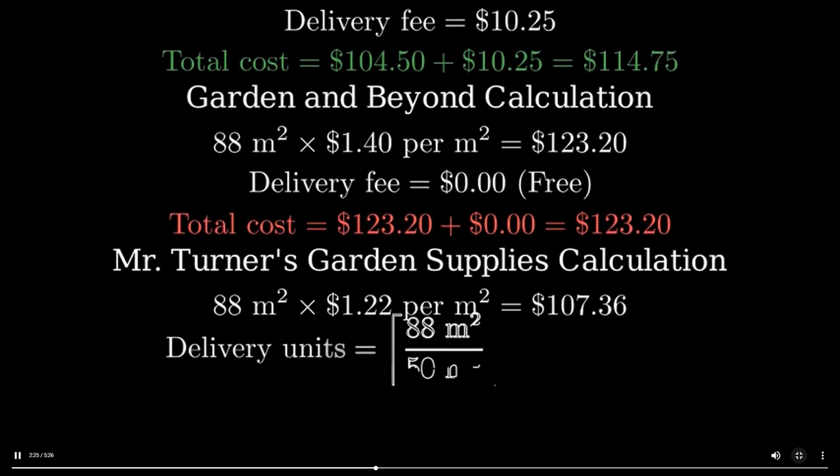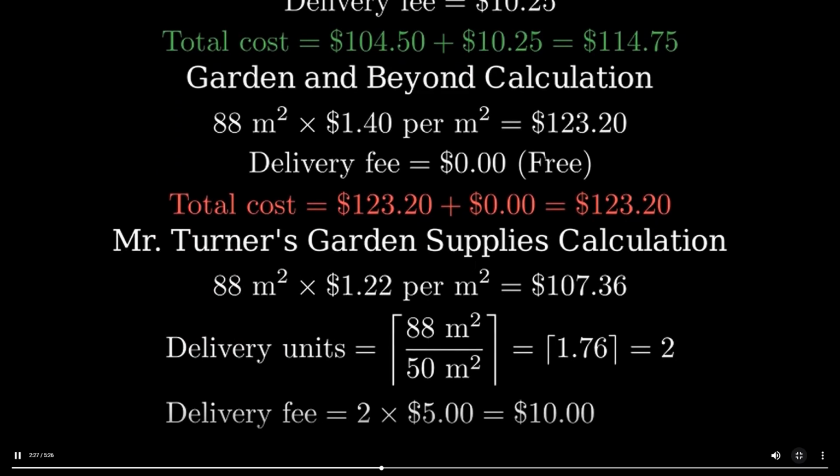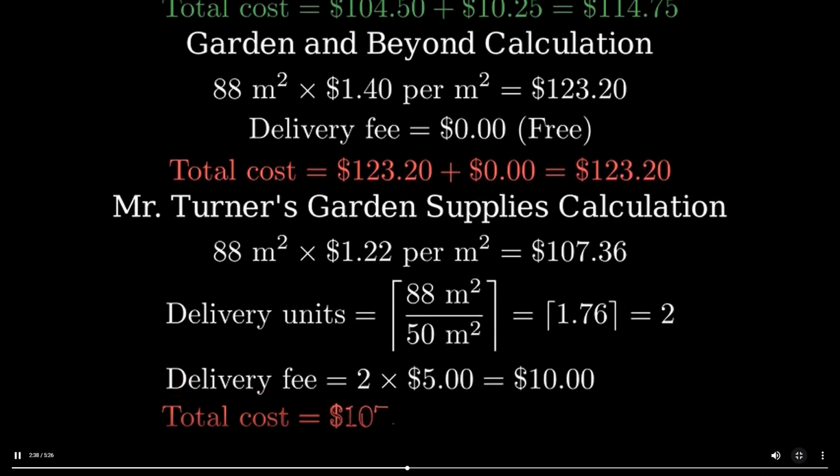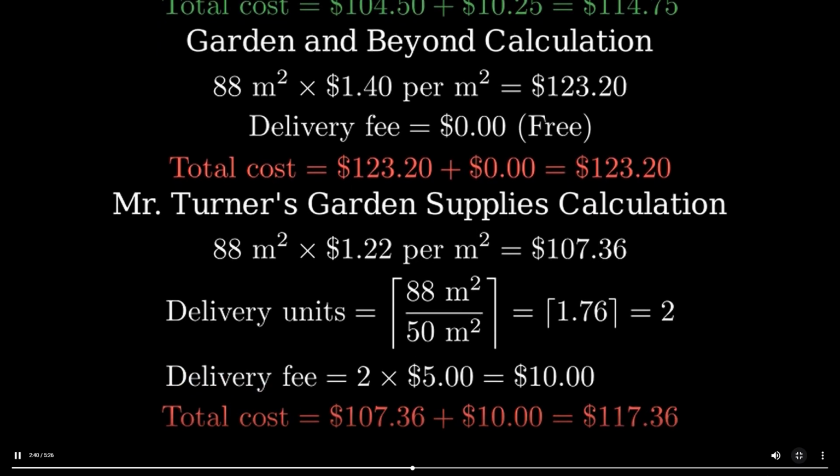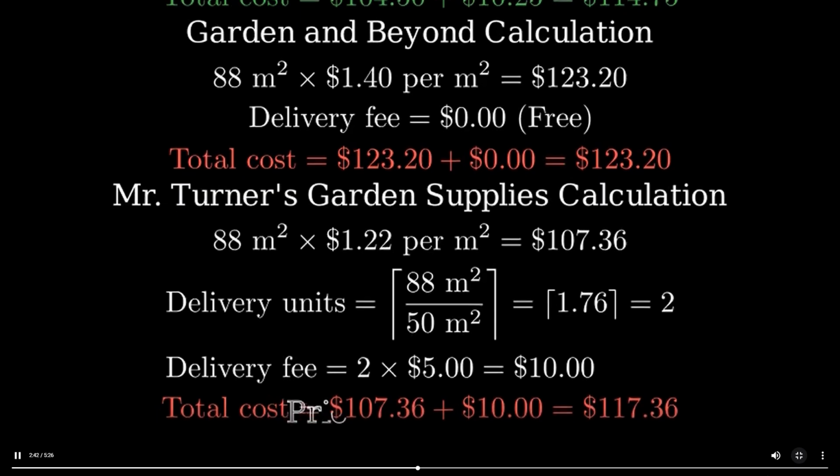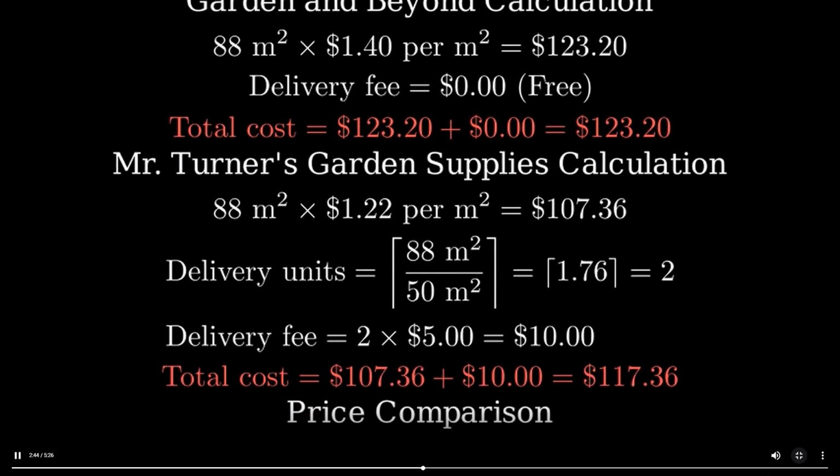Finally, for Mr. Turner's Garden Supplies, the lawn costs 88 square meters at $1.22 per square meter, which equals $107.36. For the delivery, they charge $5 per 50 square meters or part thereof. Since we need 88 square meters, we'll be charged for 2 portions of 50 square meters, totaling $10 for delivery. This gives us a total of $117.36.